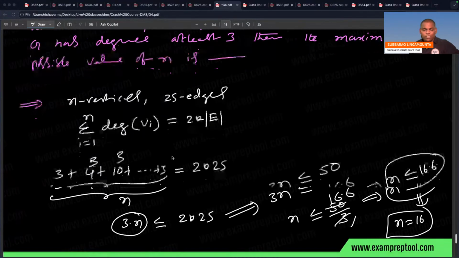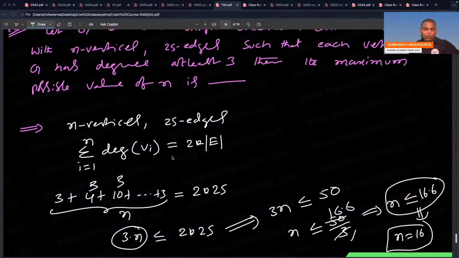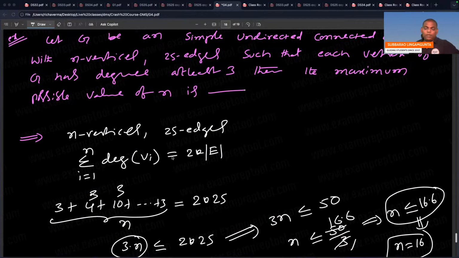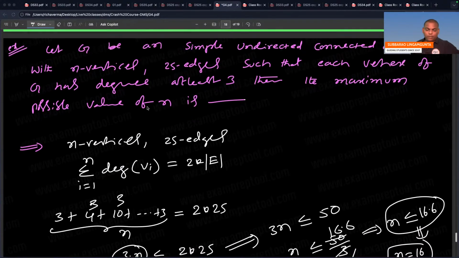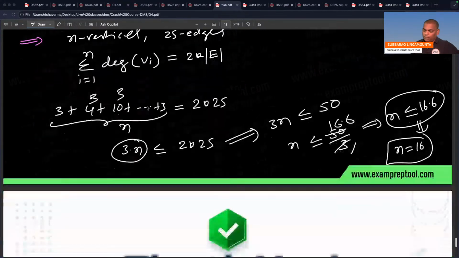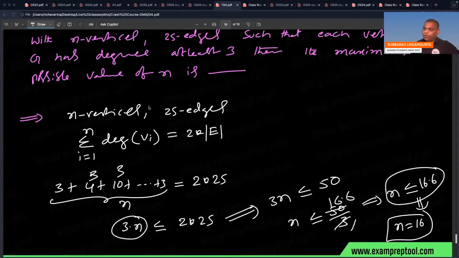So can I move to the next problem? Let G be a simple undirected connected graph with n vertices and 25 edges, such that each vertex of G has degree at least 3. Then the maximum possible value of n is like this. I hope you got it. Fine. Perfect. Let's move to next.